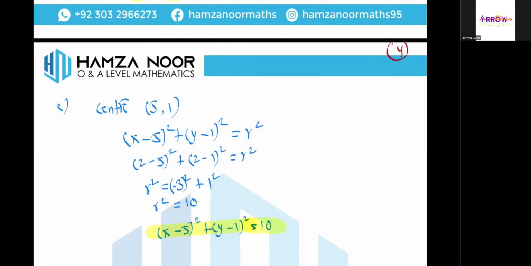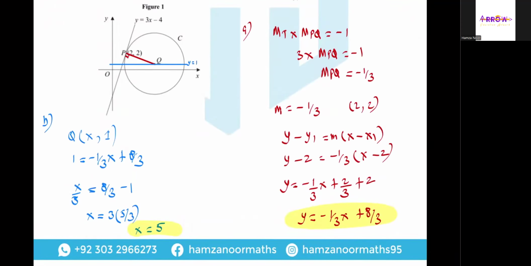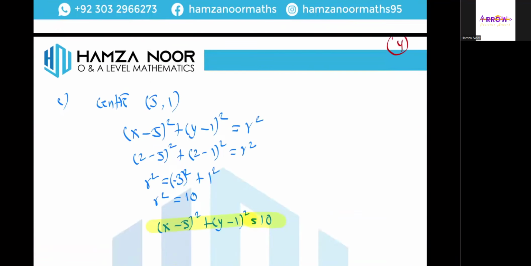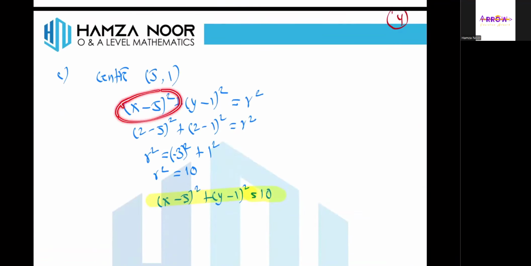In order to find the value of r squared, we can just substitute point P here, because we know that point P is on the circumference of the circle, which means that point P satisfies the equation of the circle. So this is basically the whole idea. x minus 5 whole squared plus y minus 1 whole squared is equal to r squared. Now we substitute point P, which is given to us as (2, 2).